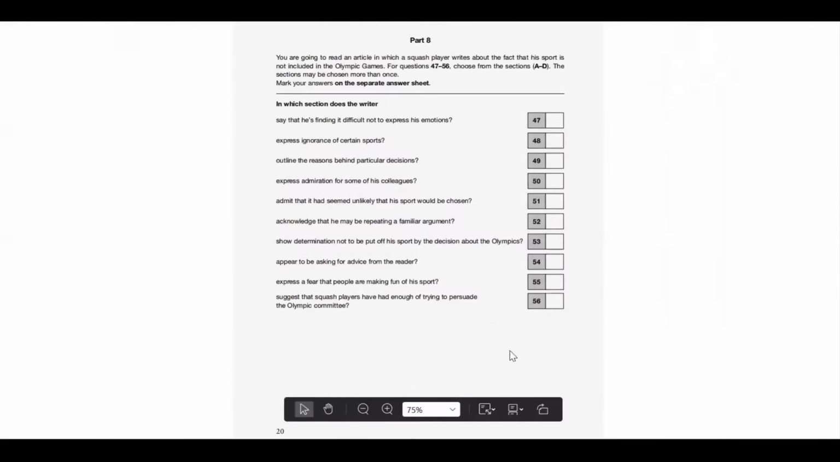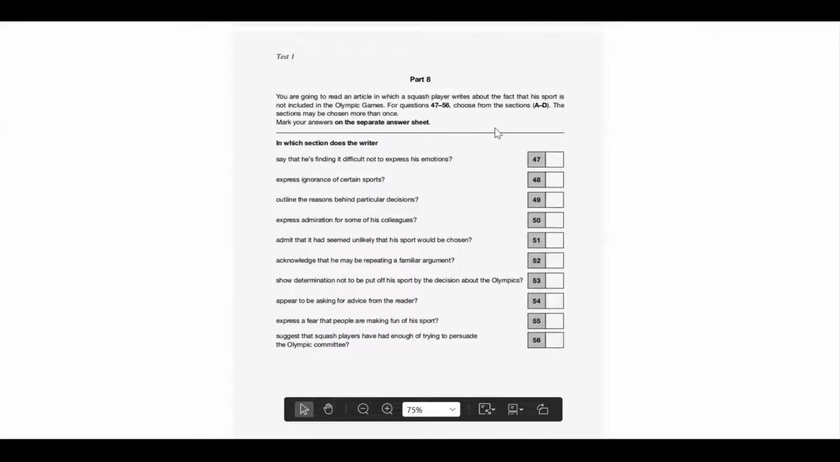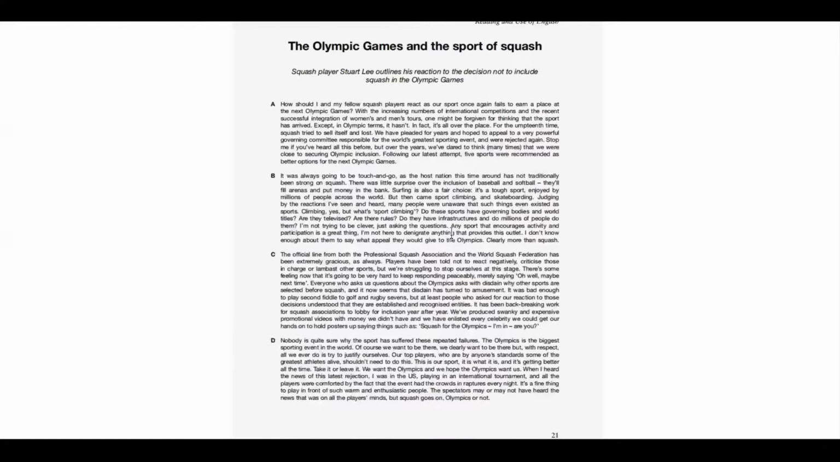And the last part here, part 8, it's very simply that we will have 10 questions. We can see our questions here. And typically it's going to be about 4 parts, sometimes 5 parts. In this case here, it's about the Olympic Games and the sport of squash. So we would assume that each part here is talking about squash in relation to whether it is in the Olympic Games or not, or the decision to include this sport in the Olympic Games.